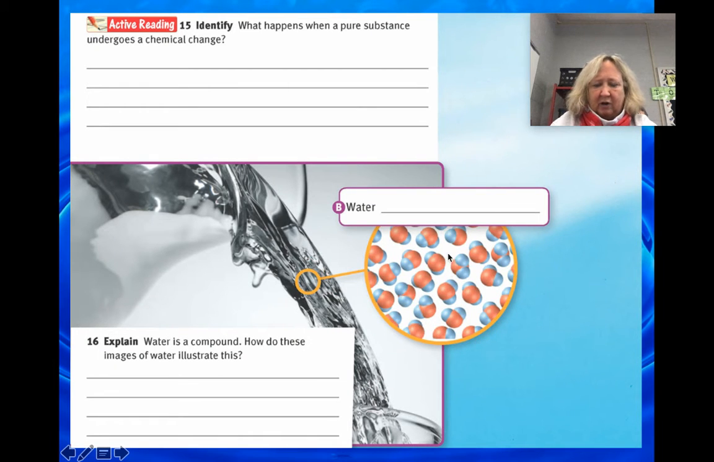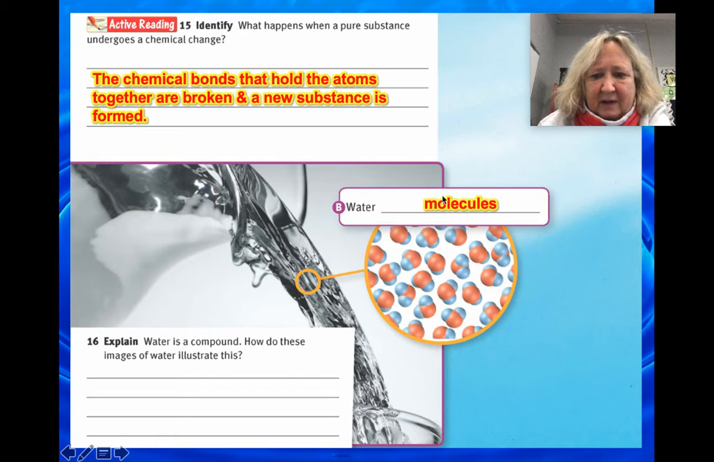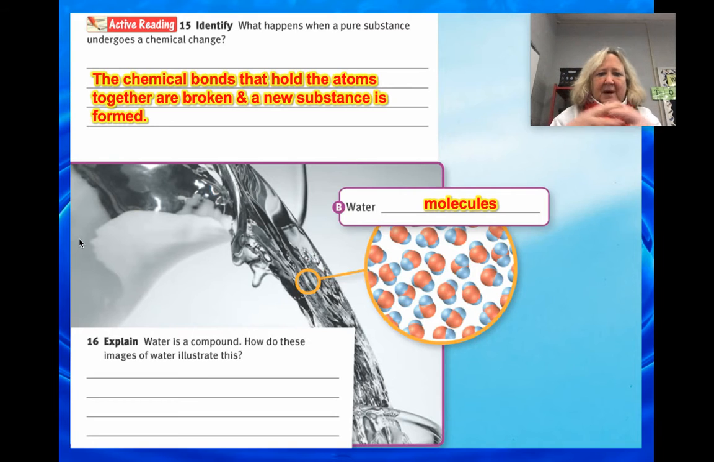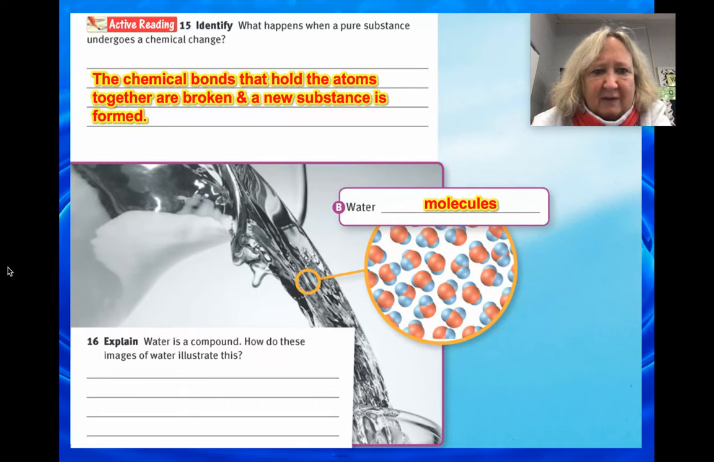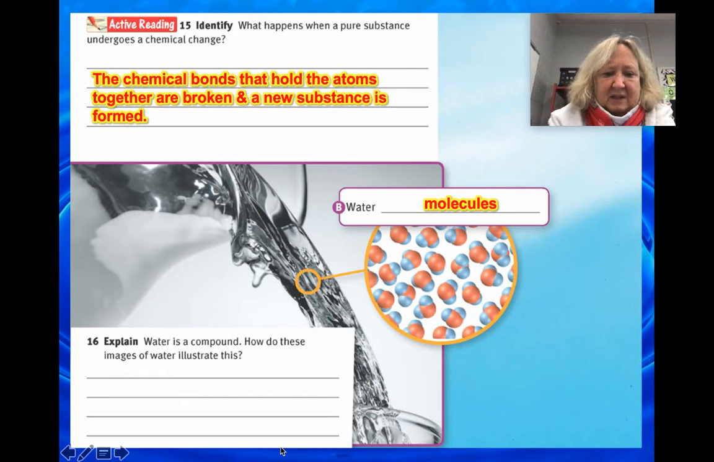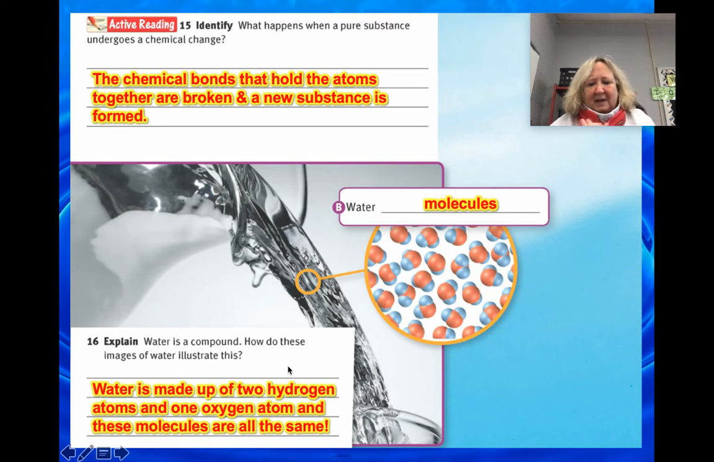Now let's look at water. Would water be an atom or a molecule? It is a molecule. So let's look at number 15, although the answer already came up. What happens when a pure substance undergoes a chemical change? Well, the chemical bonds that are holding it together break apart and you have a new substance. All right, let's look at the last question here. Water is a compound. How does this illustrate that? It's made up of two hydrogen atoms and one oxygen, and they are the same the world around. You will probably see this question on your daily work. So let's think about it. When a pure substance undergoes a chemical change, the bonds are broken and a new substance is formed.